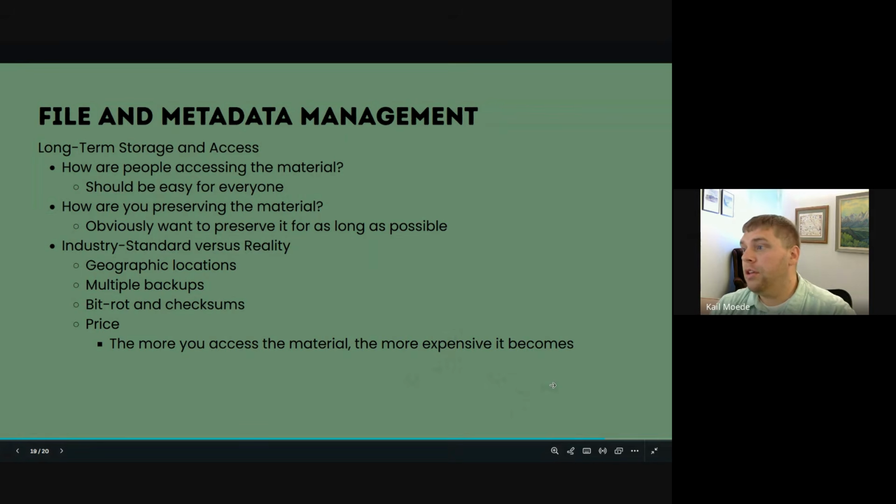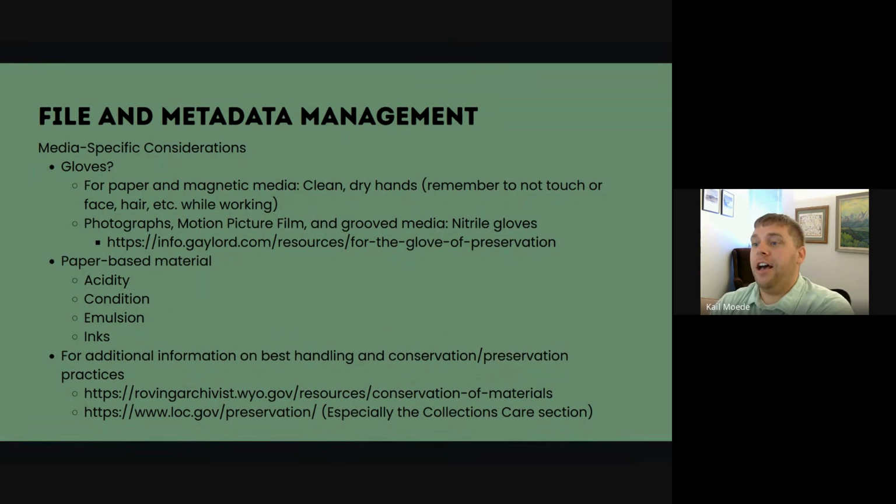So the last thing I'll say is these media specific considerations. I like to start this with the gloves question, because I feel like that's the one that most people ask when they talk about archival material: do I need to wear gloves to handle that? And the answer is sometimes.